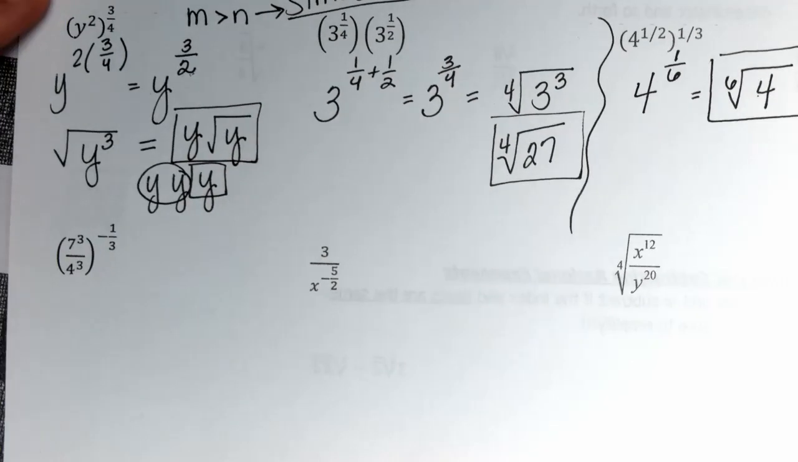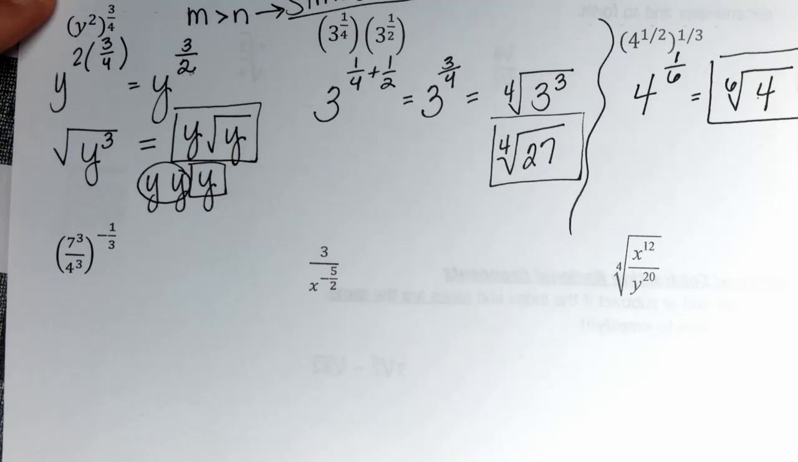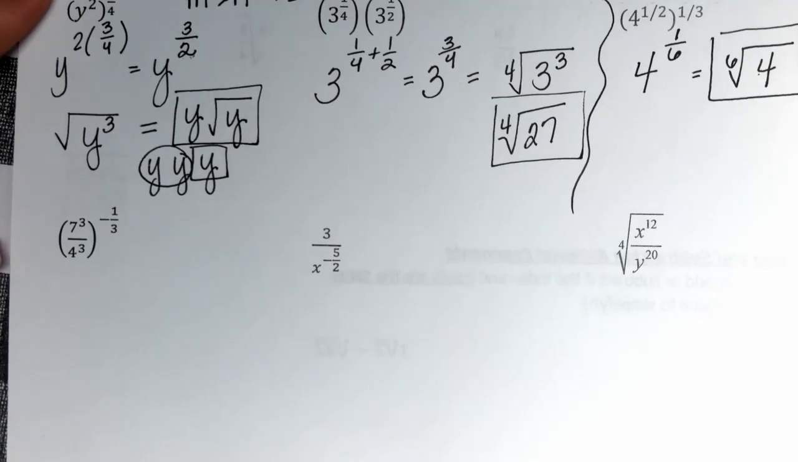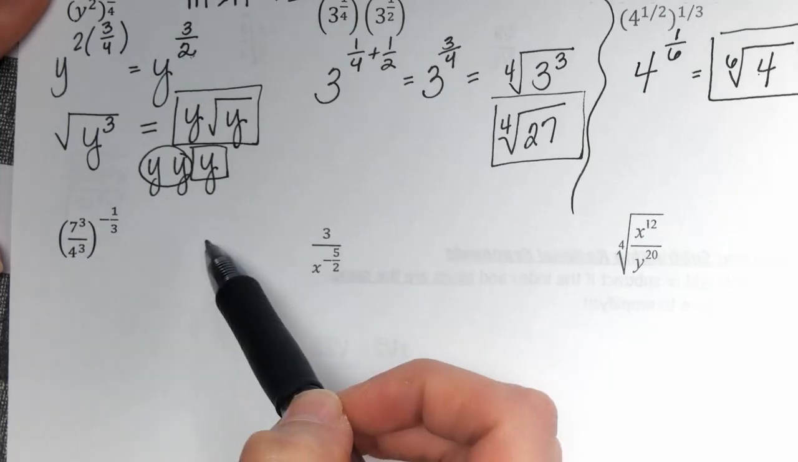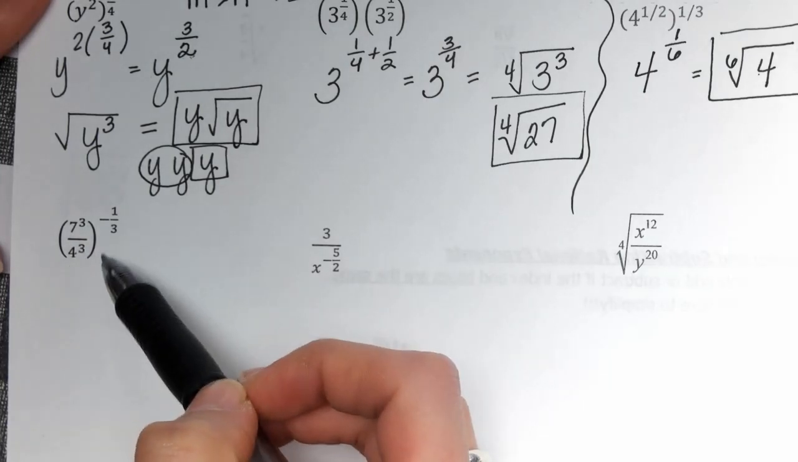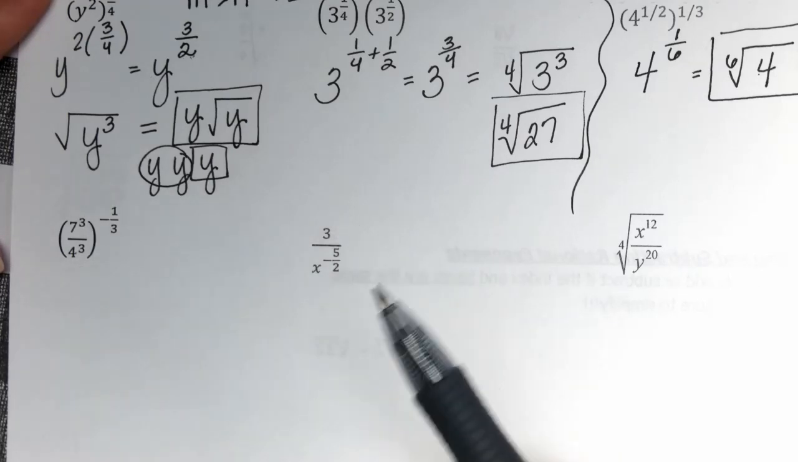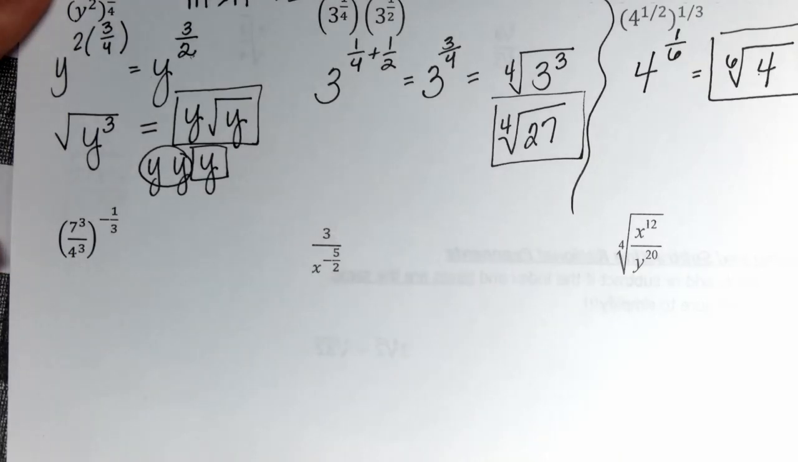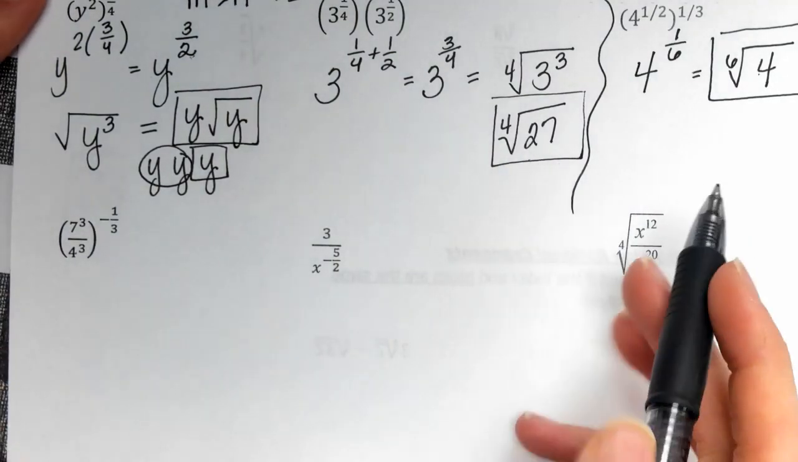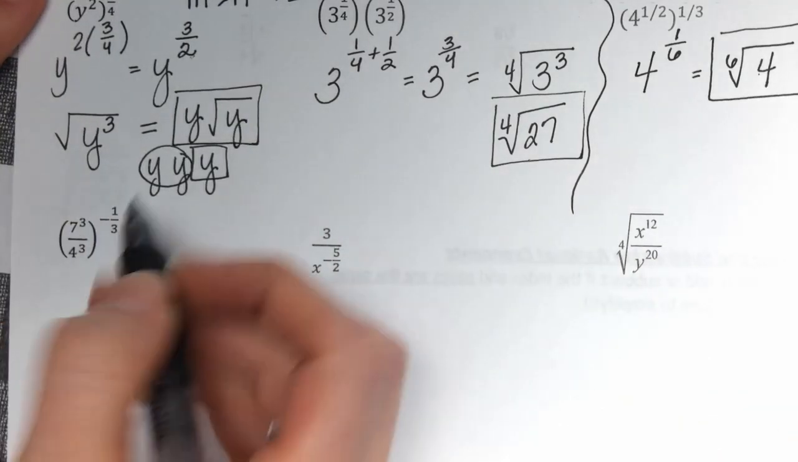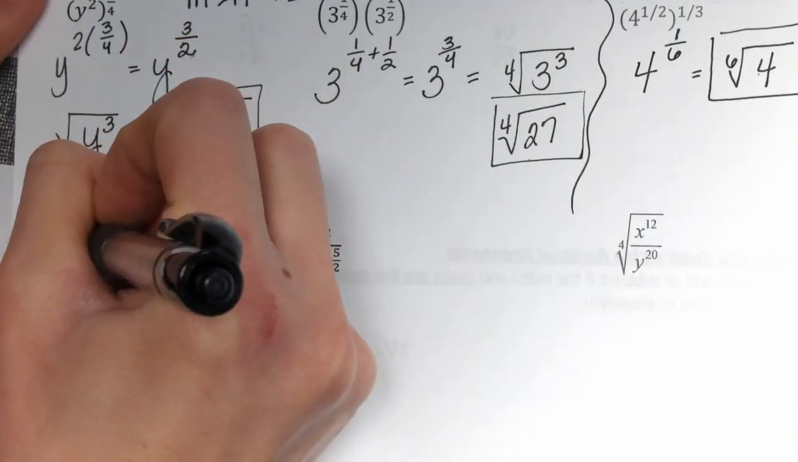Now, I've got 7 cubed over 4 cubed raised to the negative 1/3. I'm telling you to use your properties. So I do not want you taking 7 and cubing it and getting a large number, getting 4 and cubing it, getting a number, and then distributing that negative 1/3. I do not want to see that. I am not evaluating until the very, very end. So what I'm going to do is I have 2 terms with an outside exponent. So I'm going to distribute that outside exponent.